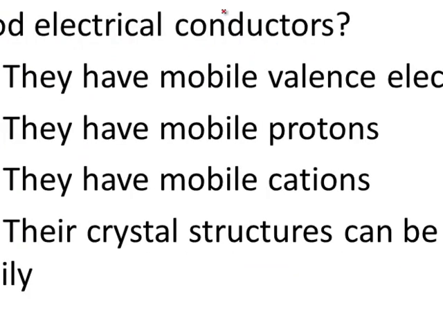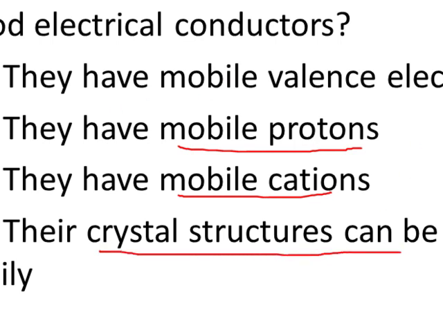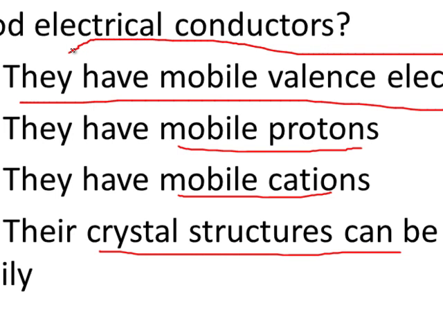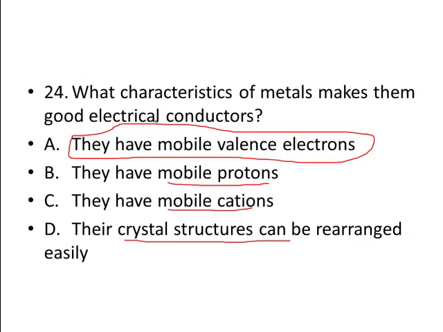24. What characteristic of metals makes them good conductors of electricity? So once again, mobile protons, never heard of that. Mobile cations, they don't move. Crystal structure that can be arranged is not the right answer. So the only answer is the mobile valence electrons, the outermost electrons, which are most important, right?